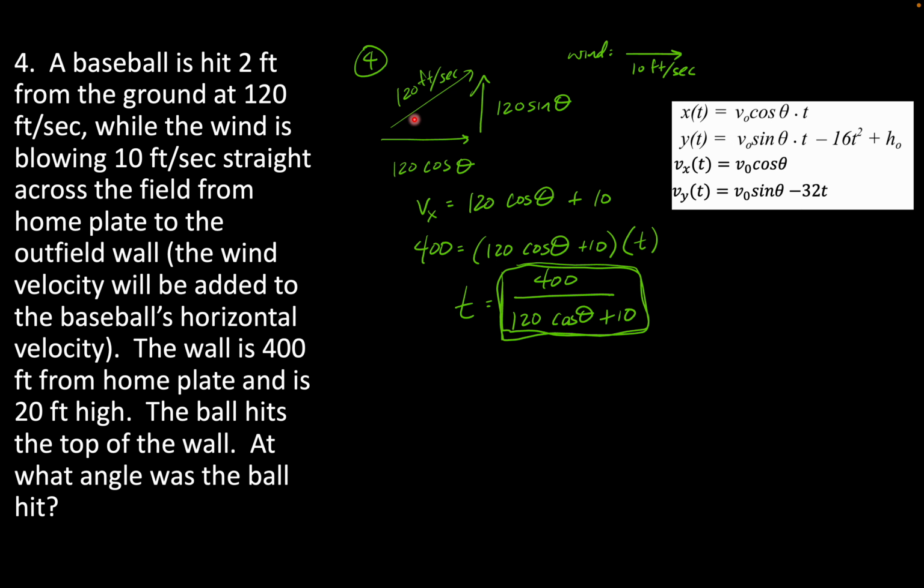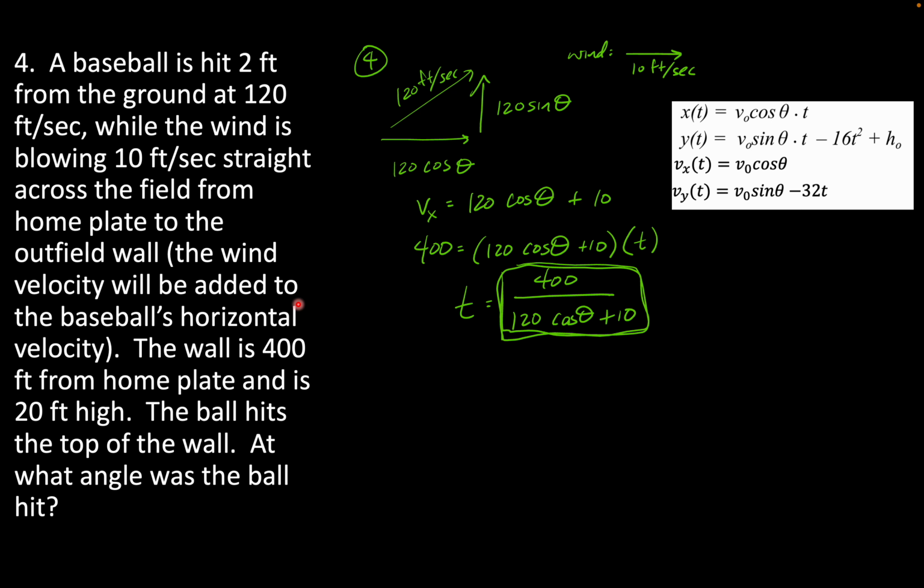And now I can start by using the formulas for the velocity as well as the displacement to figure out at what time the wall that is 400 feet away from home plate and 20 feet high is hit. So my velocity in the x direction based on this equation would be simply the initial velocity multiplied by cosine theta, but because we also have the wind blowing with the velocity of 10 feet per second in the direction of the motion, we have an extra plus 10 over here.